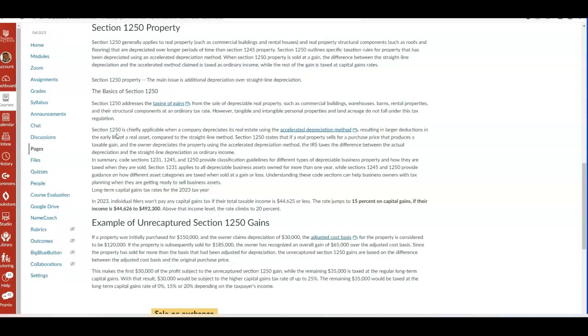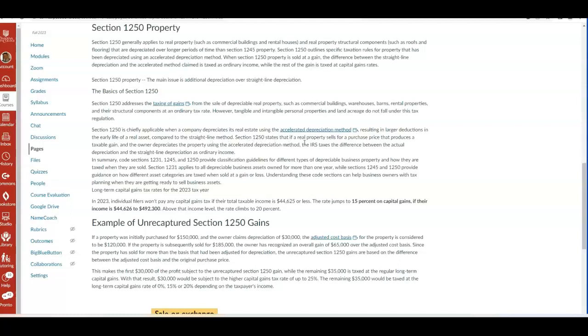Okay. Section 1250 is chiefly applicable when a company depreciates its real estate property under an accelerated depreciation method, resulting in larger deductions in the early life of the real asset compared to straight line. That's why they want you to pay the ordinary income tax rate on that difference. Anything above straight line, the difference higher than straight line, that's the ordinary tax rate.